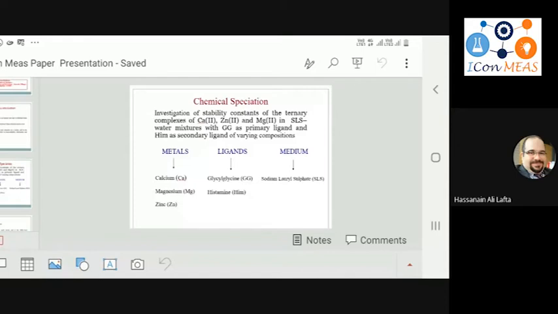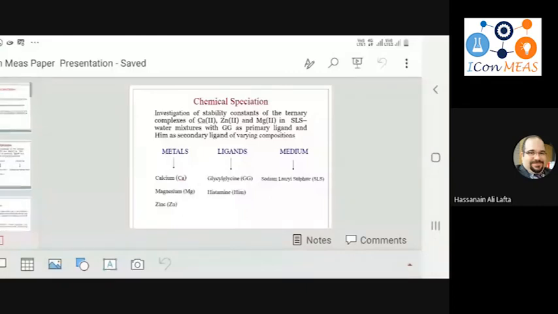The medium is sodium lauryl sulfate. Sodium lauryl sulfate is one of the surfactants, an anionic surfactant. In this surfactant, I have added calcium, magnesium, zinc metals, and also added ligands like glycyl glycine and histamine. During this pH metric titration, I have identified how the species are distributed, and how the metals form complexes with glycyl glycine and histamine.